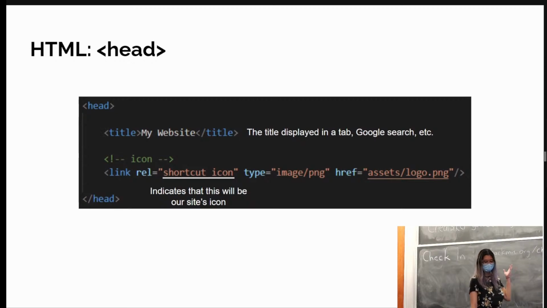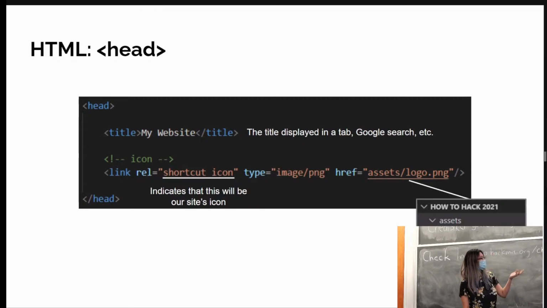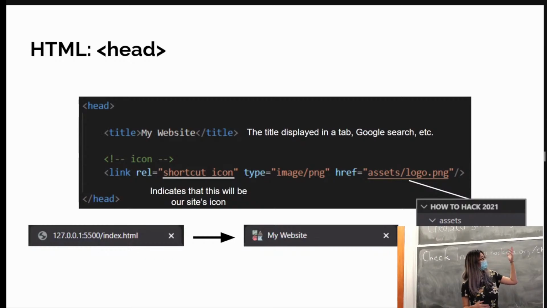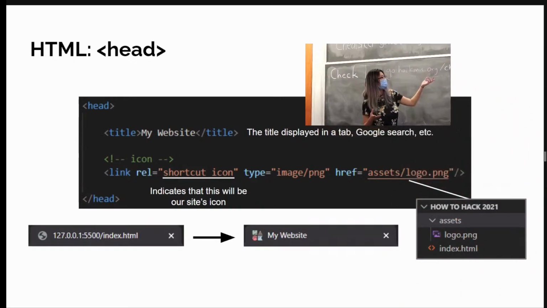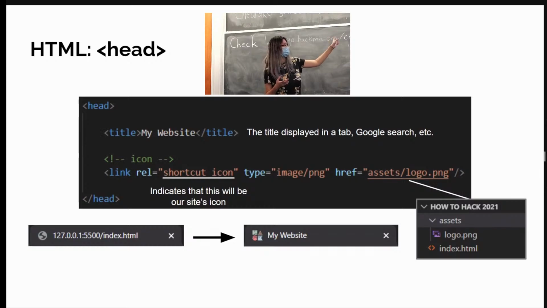In order to do that, you do link, rel equals shortcut icon. You have the type equal whatever file type you want for your icon. And in this case, for the link to the actual icon, I have it as assets/logo.png because of how my file structure is currently. And so you can see that if you run this head, then it'll change whatever the default is to something that is stylized. So you have the icon that I wanted, and also my website is displayed as the title.